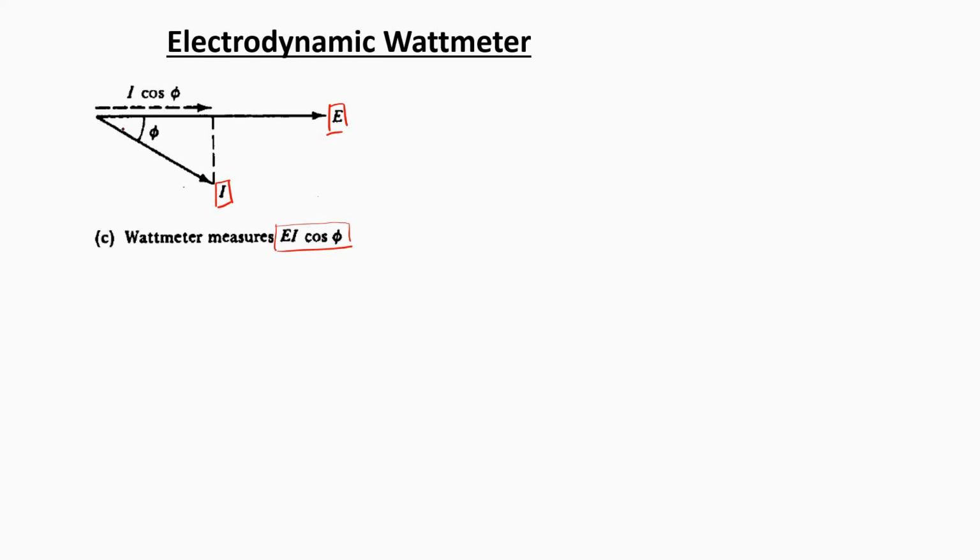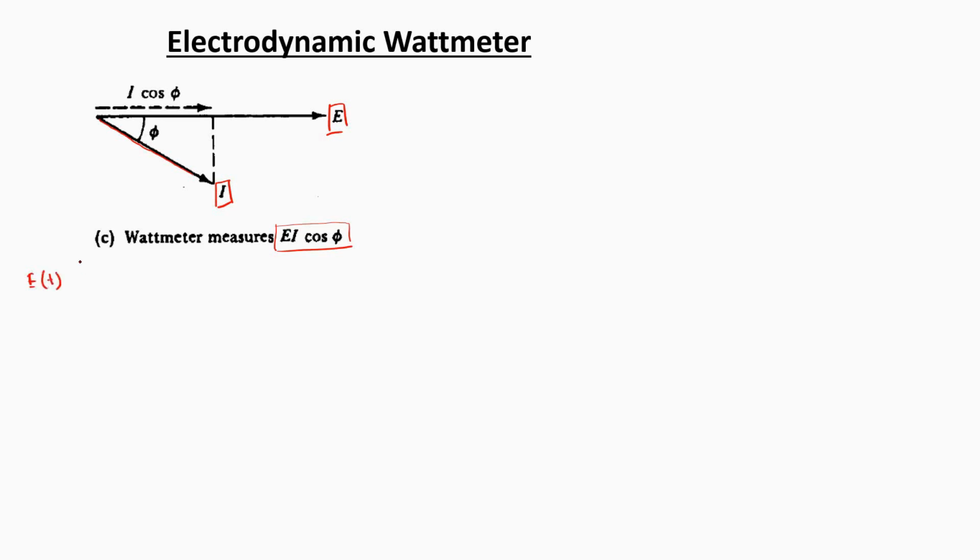So if the current is along this direction with a phase angle of phi, its corresponding in-phase component would be I cos phi. That should be multiplied with the voltage in order to obtain the overall power for that particular load. So now the wattmeter should be capable of measuring this quantity, or the deflection should be in proportion to this particular quantity.